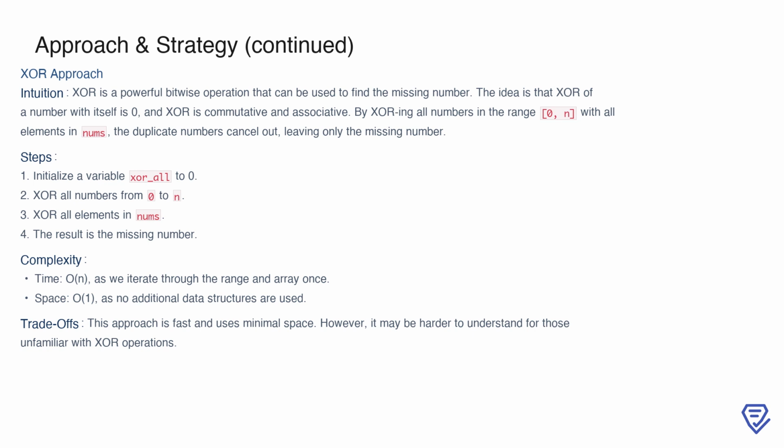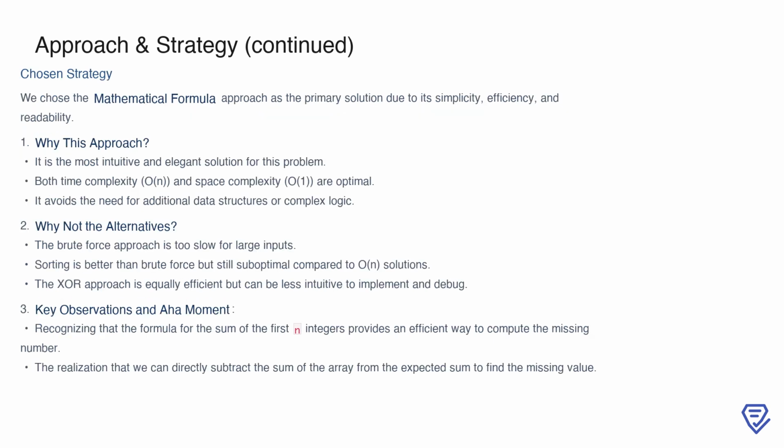While this approach is fast and resource efficient, it might be less intuitive for those unfamiliar with bitwise operations, making it slightly harder to understand and implement. Among the various solutions, the mathematical formula approach stands out as the chosen strategy for solving the missing number problem. This method is favored for its simplicity, efficiency, and clarity.